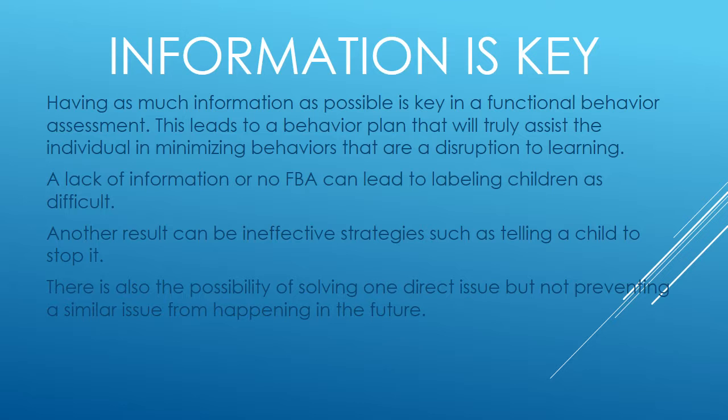Another result can be ineffective strategies, such as telling a child to stop it, which will not result in effective behavior change. There is also the possibility of solving one direct issue, but not preventing a similar issue from happening in the future. Take, for example, John's difficulty in getting his coat. If the therapist stopped when the behavior stopped because of John's coat being put in the cubby, the main issue would not have been resolved. John could have been given a cubicle desk for testing one day, and the problem could have occurred again. Information is key.